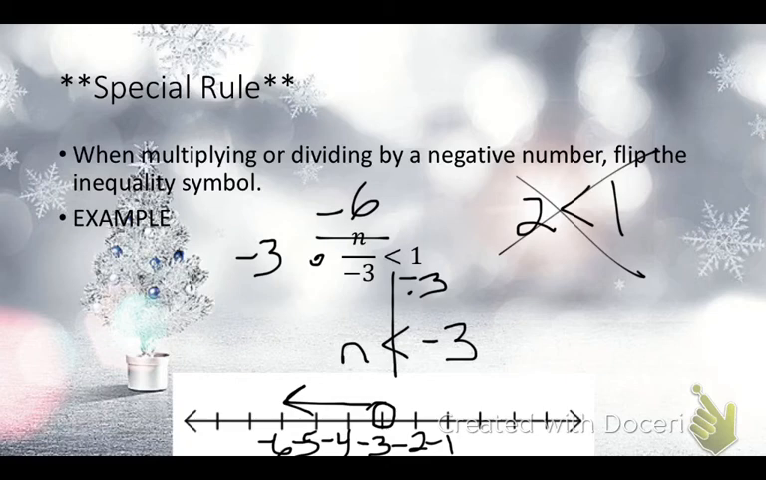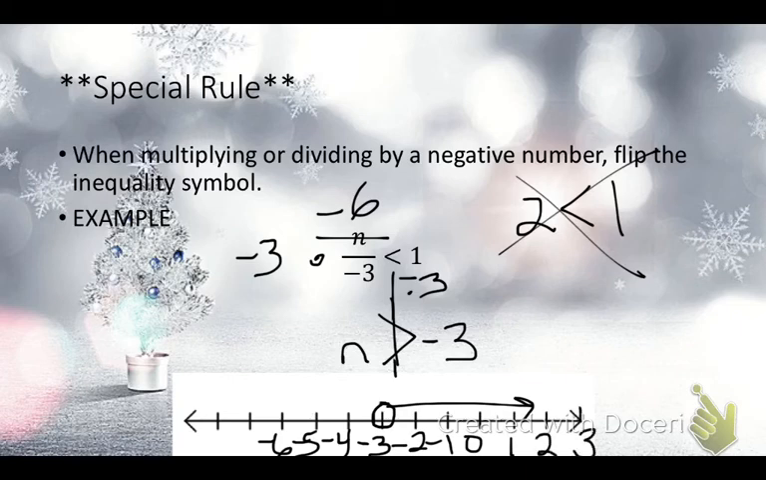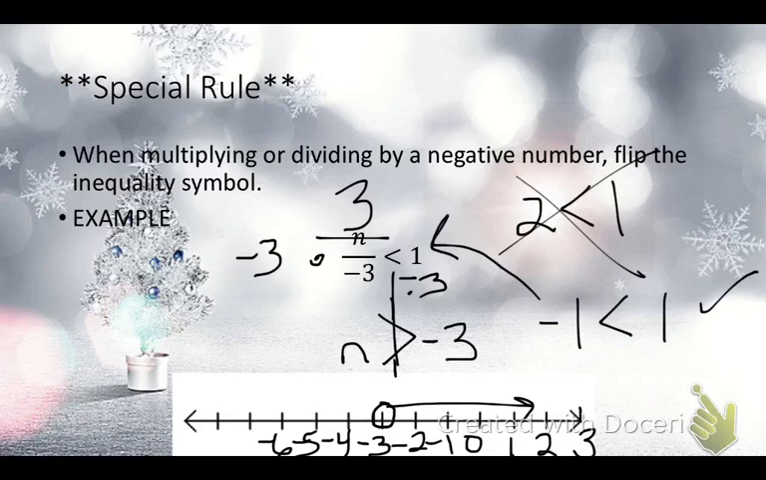So in order to remedy that, we have to flip the inequality symbol, which also in fact flips the direction of our arrow. And once again, I can pick a number from this side to plug in. What if I put in a positive 3 instead of a negative 6? 3 divided by negative 3 is negative 1, and negative 1 is less than 1. Okay, again, when we check, remember we are going back to the original inequality.